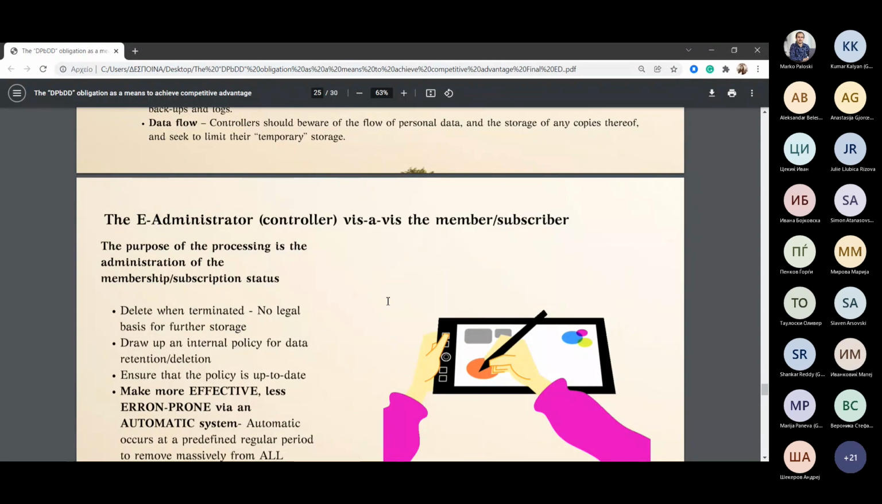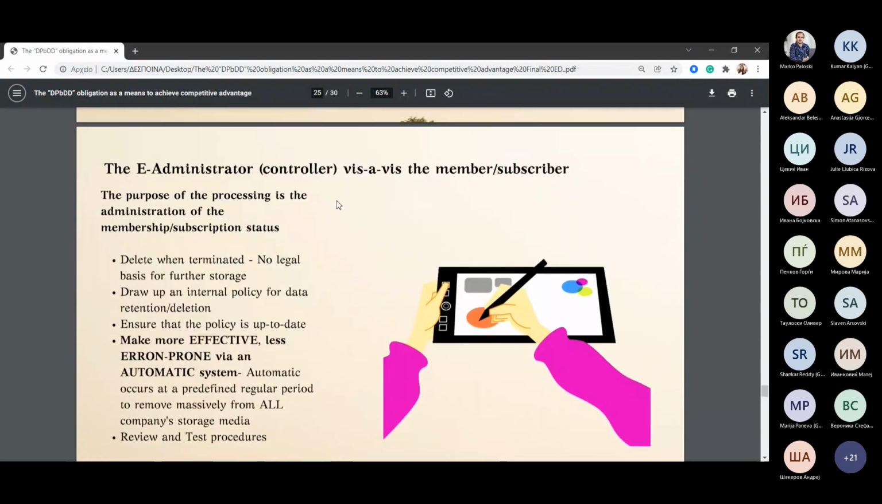So let's see the example. The administrator, who is a controller, vis-a-vis the member subscriber. The purpose of the processing of an electronic administration is the administration of the membership subscription status. So he suggested to delete data when the status is terminated, and there is no legal basis for further storage.